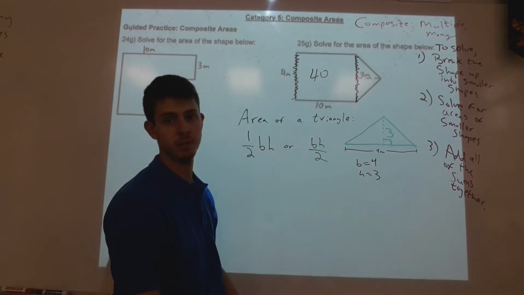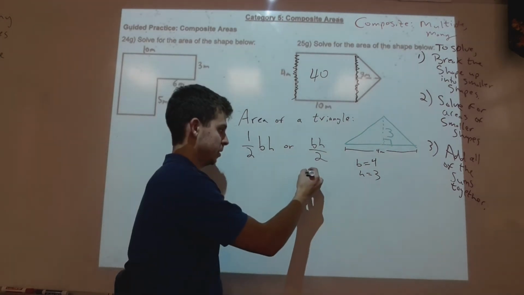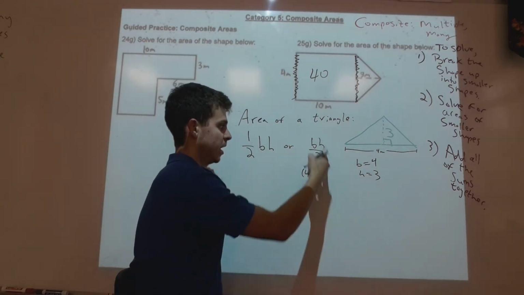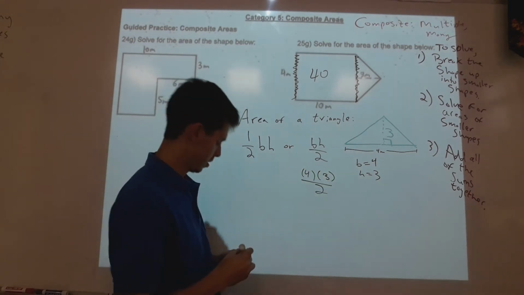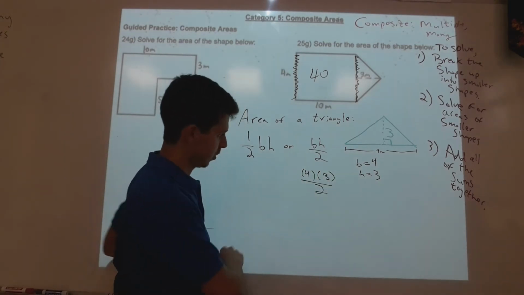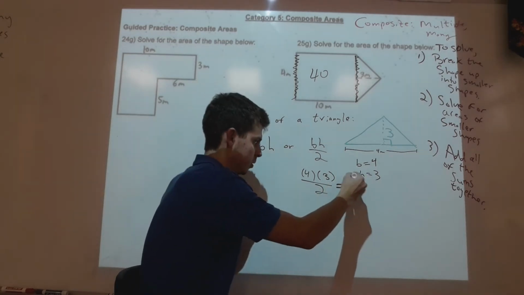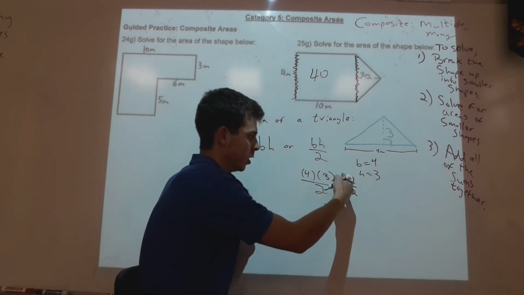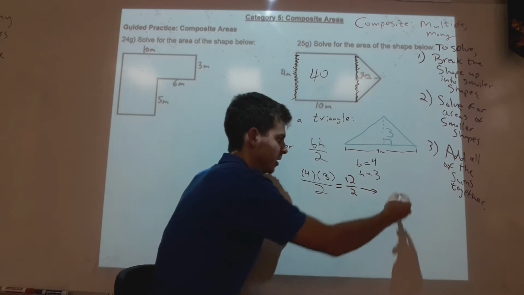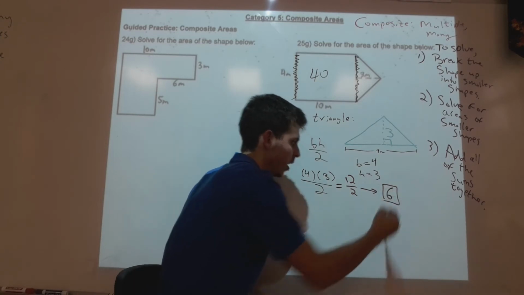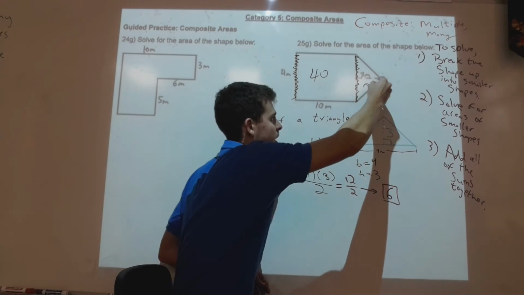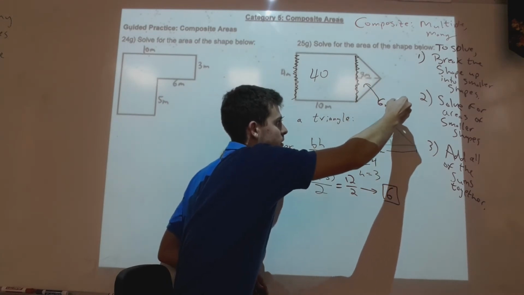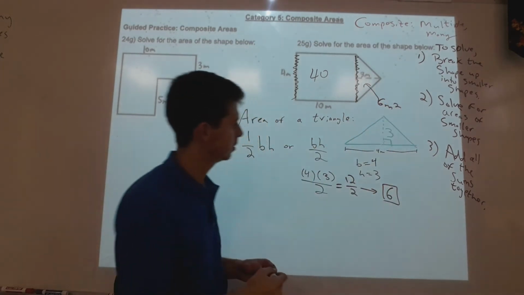Let's go ahead and plug it in. The base is 4 times 3, and then divided by 2. Well, 4 times 3 is going to be 12, and then over 2. 12 divided by 2 is equal to 6. Are we done? No, we're not quite done. We found the area of this shape, which is 6 meters squared.